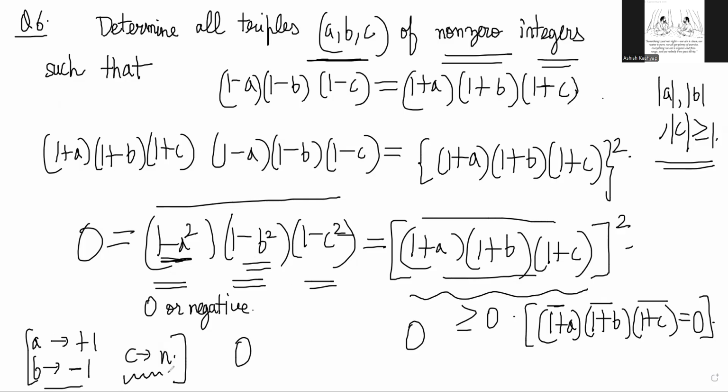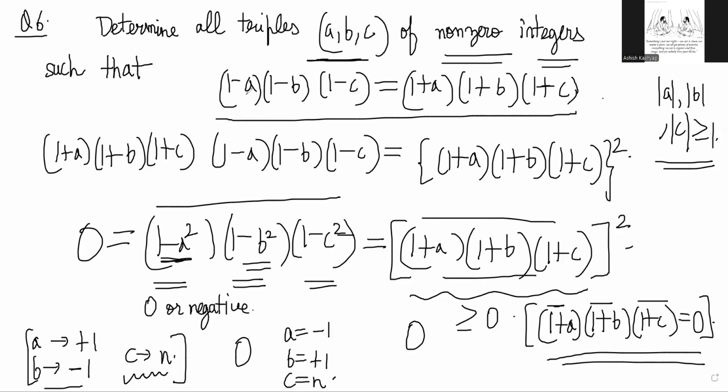You don't even have to fix C here. C can be anything. And any alternate version of this will also work. By that I mean A could be -1, B could be +1, and C could be n. That will also work. How am I getting this condition? Because the right hand side has to be 0, and looking at the original equation, the left hand side also has to be 0. So basically you have two conditions now.